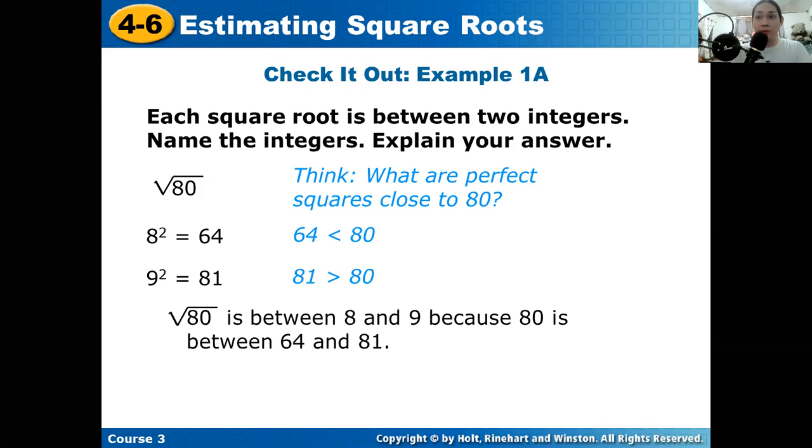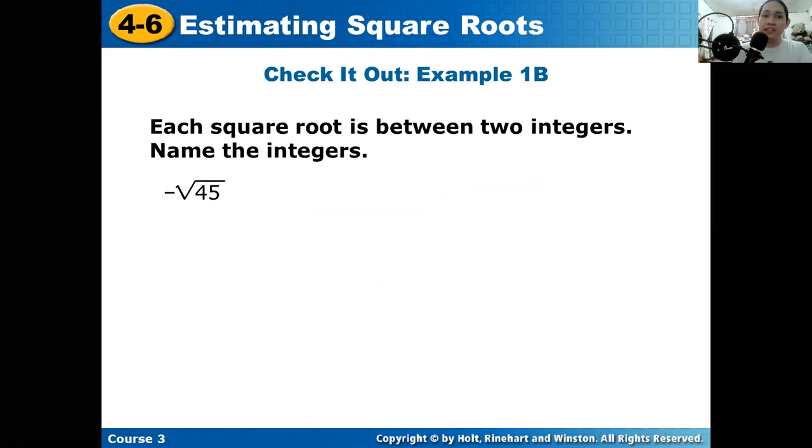So now square root of 80 is between 8 and 9 because 80 is between 64 and 81. The square root of 64 is 8 and the square root of 81 is 9. That's why square root of 80 is between 8 and 9. Okay, so now let's have another example. We have a lot of examples in here. Each square root is between two integers.